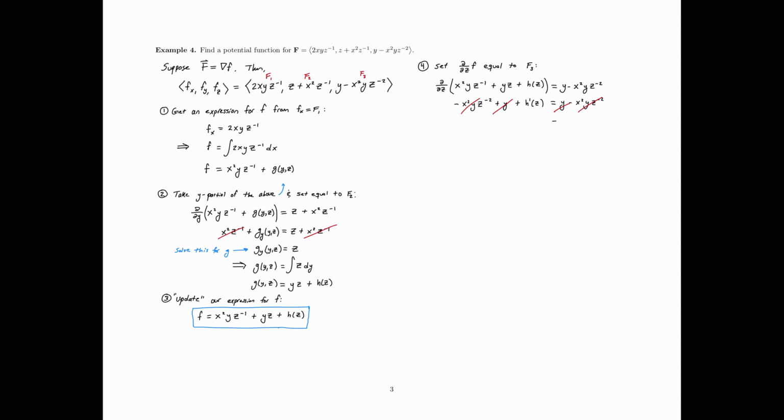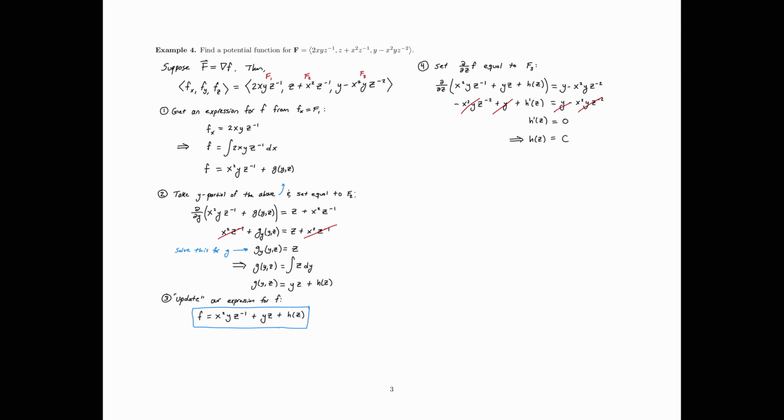So everything on the right hand side cancels. On the left hand side we only have h prime of z, so we know that h prime of z is 0. Well, since this function is only of one variable, the only way a derivative of a single variable function is equal to 0 is if that function is a constant. So technically we would integrate here, but because this is 0, we know that it has to be a constant. So I'm going to say that this means that h of z is some constant c.